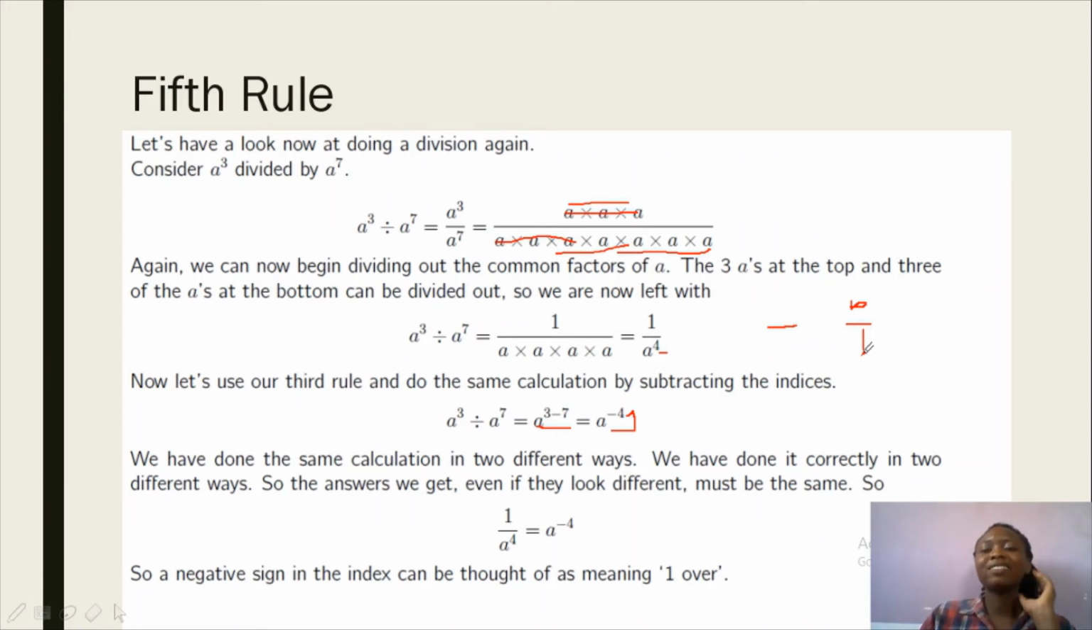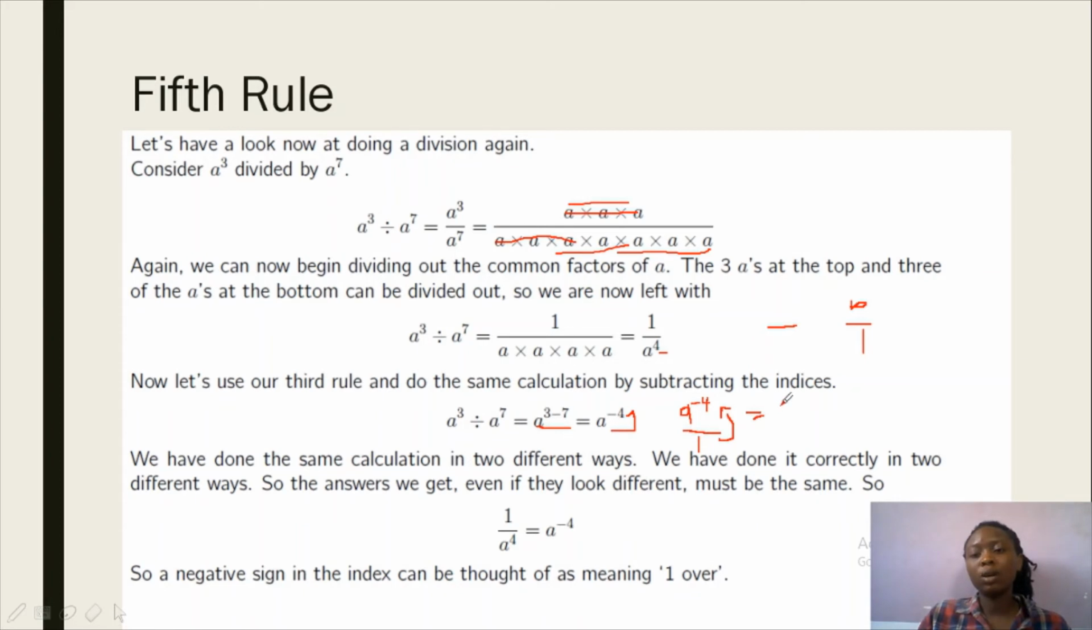So anything standing alone has a 1 under it. So this a exponent negative 4 is the same as a exponent negative 4 over the hidden 1 here. Since we have this, we want to get rid of the negative sign. So all we need to do is find the reciprocal. It's called finding the inverse.